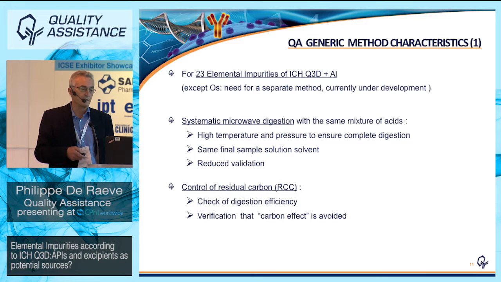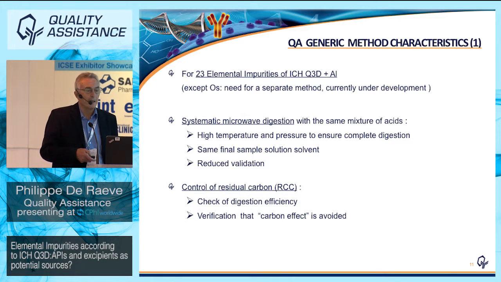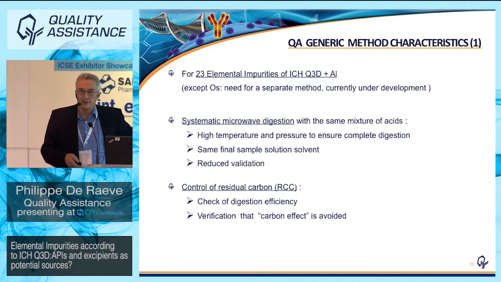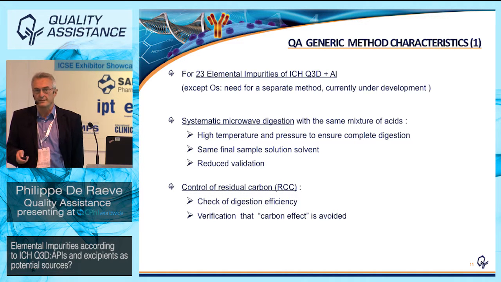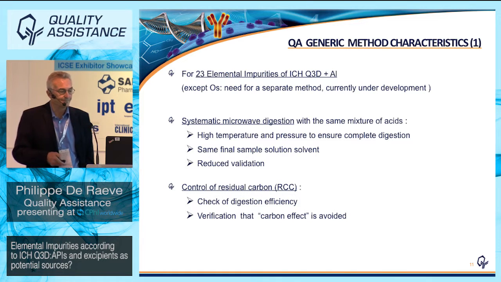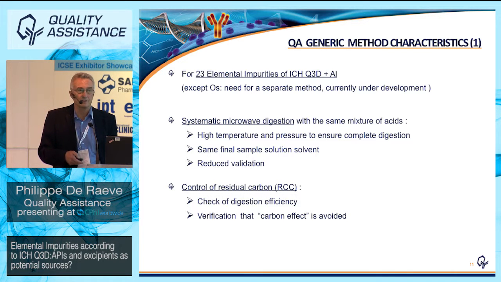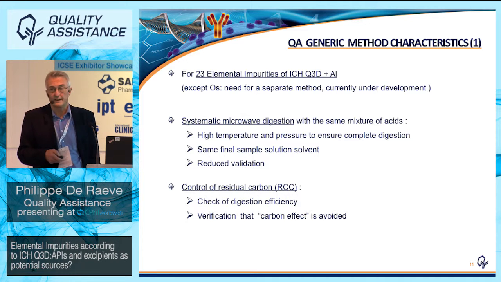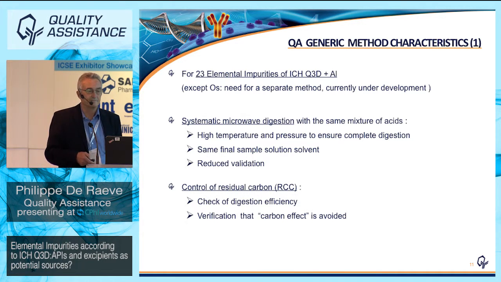As already said, it's designed for 23 elemental impurities plus aluminium. We use a systematic microwave digestion of the sample with the same mixture of acids. We use high temperature and pressure to ensure a complete digestion of the sample, resulting in the same final sample solution solvent, allowing reduced validation. There is also a control for each sample of the residual carbon content in order to check the digestion efficiency and also to verify that any carbon effect is not present.